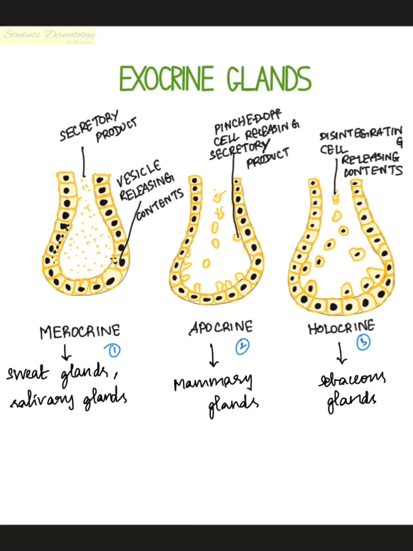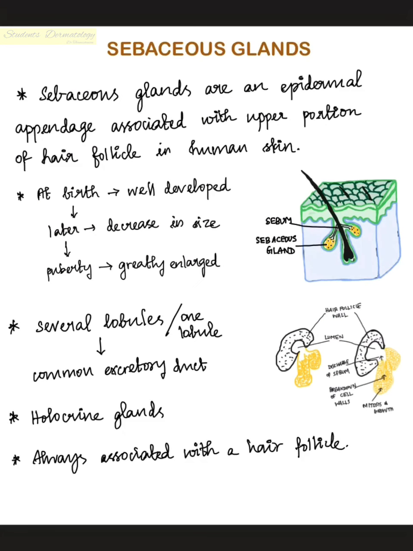For example, for merocrine glands we have sweat glands and sebaceous glands. For apocrine glands we have mammary glands, and for holocrine glands we have sebaceous glands. Moving into the topic proper, sebaceous glands are an epidermal appendage associated with the upper portion of the hair follicle in human skin. At birth the sebaceous glands are well developed and then they greatly involute in size, and then again at puberty they begin to redevelop, which shows an early sign of puberty.